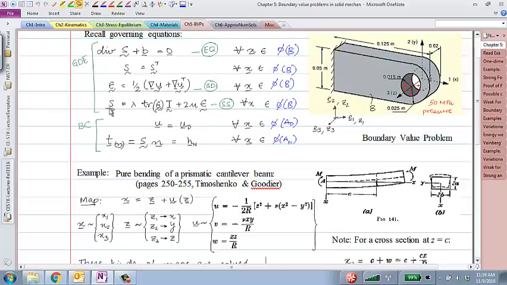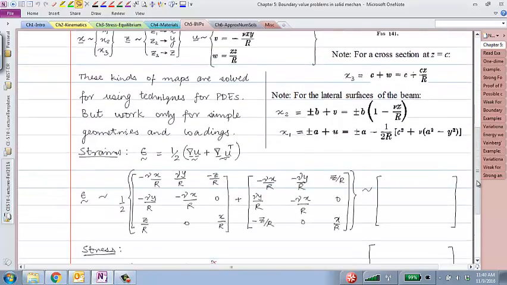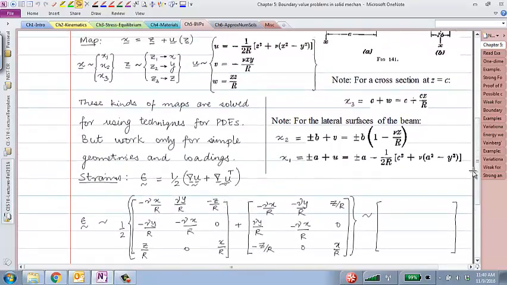Given the strains, you can find the stresses, or the stress field really, over the entire body. And given the stress field, you can check whether equilibrium equations hold, these two equations hold or not. So since we have an exact solution to this problem, let's actually check whether it satisfies all these governing differential equations or not. And part of the calculation I've already done for you.